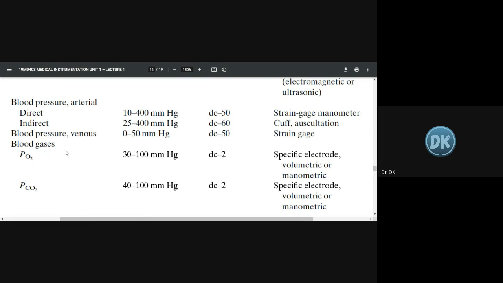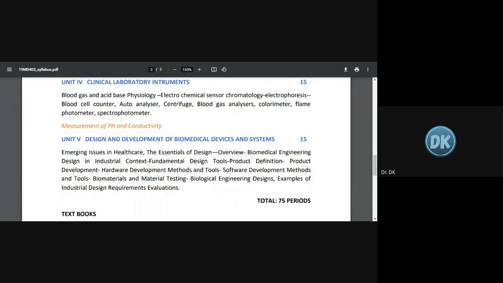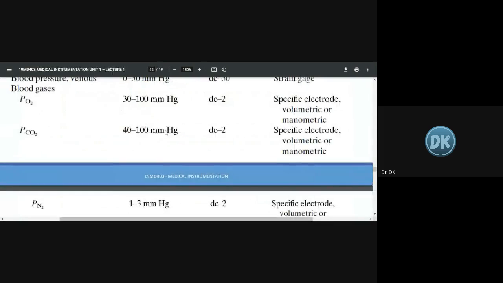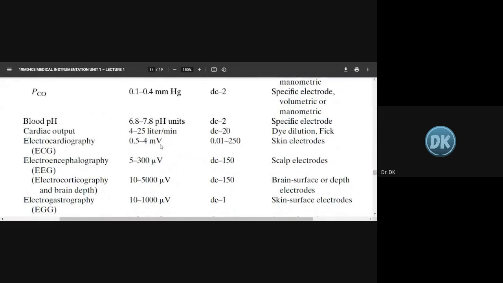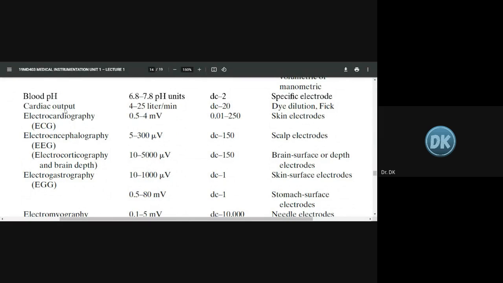And for blood gas measurement, we use electrodes. So these electrodes and their specific functionality we'll be studying in your fourth unit. So here you have a separate topic called blood gas analyzers, where you will be discussing all these blood gas measurements and these electrode types and functionality. And pH also we will be studying in your fourth unit.